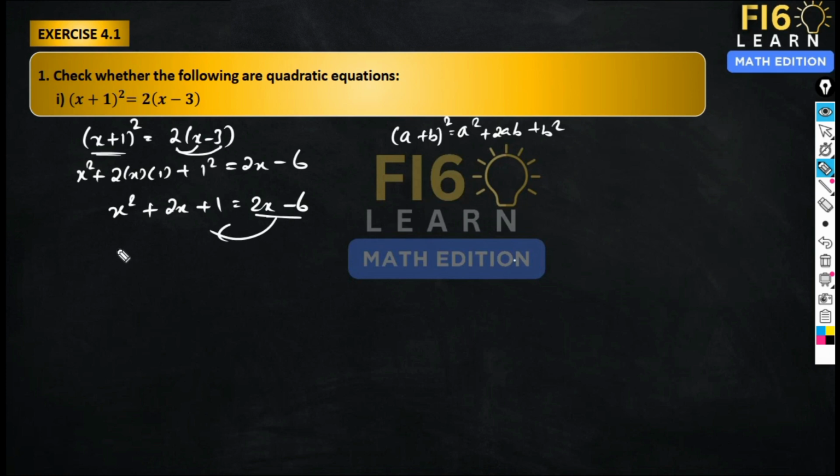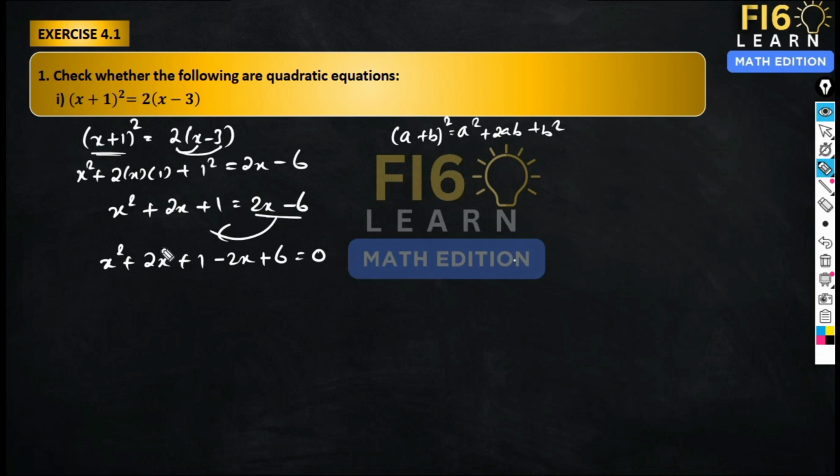So we will get x square plus 2x plus 1, this 2x will become minus 2x, and minus 6 will become plus 6, is equal to 0. If I take these two terms to the left hand side, nothing will be left on the right side. So I put 0 here.